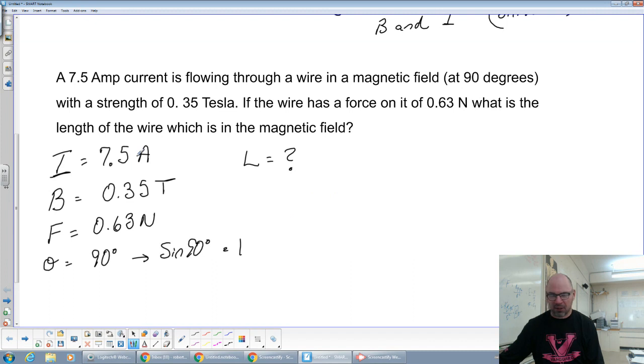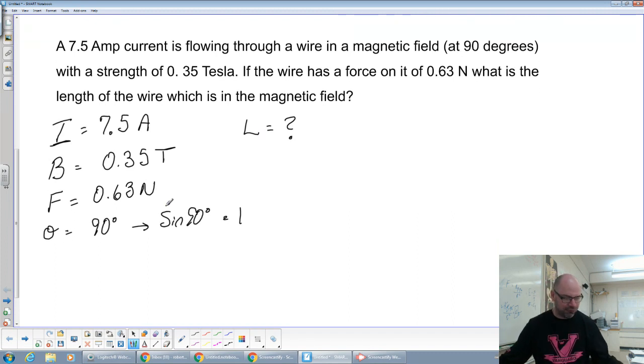So if you have something in milliamps, make sure that you change it to amps. If you have something in like centiteslas or something, make sure it goes to teslas. If you have kilonewtons, make sure it's in newtons. Okay, and the length will always come out in meters. So if they give you like centimeters or something, change it to meters. So remember that part. So let's apply the formula.